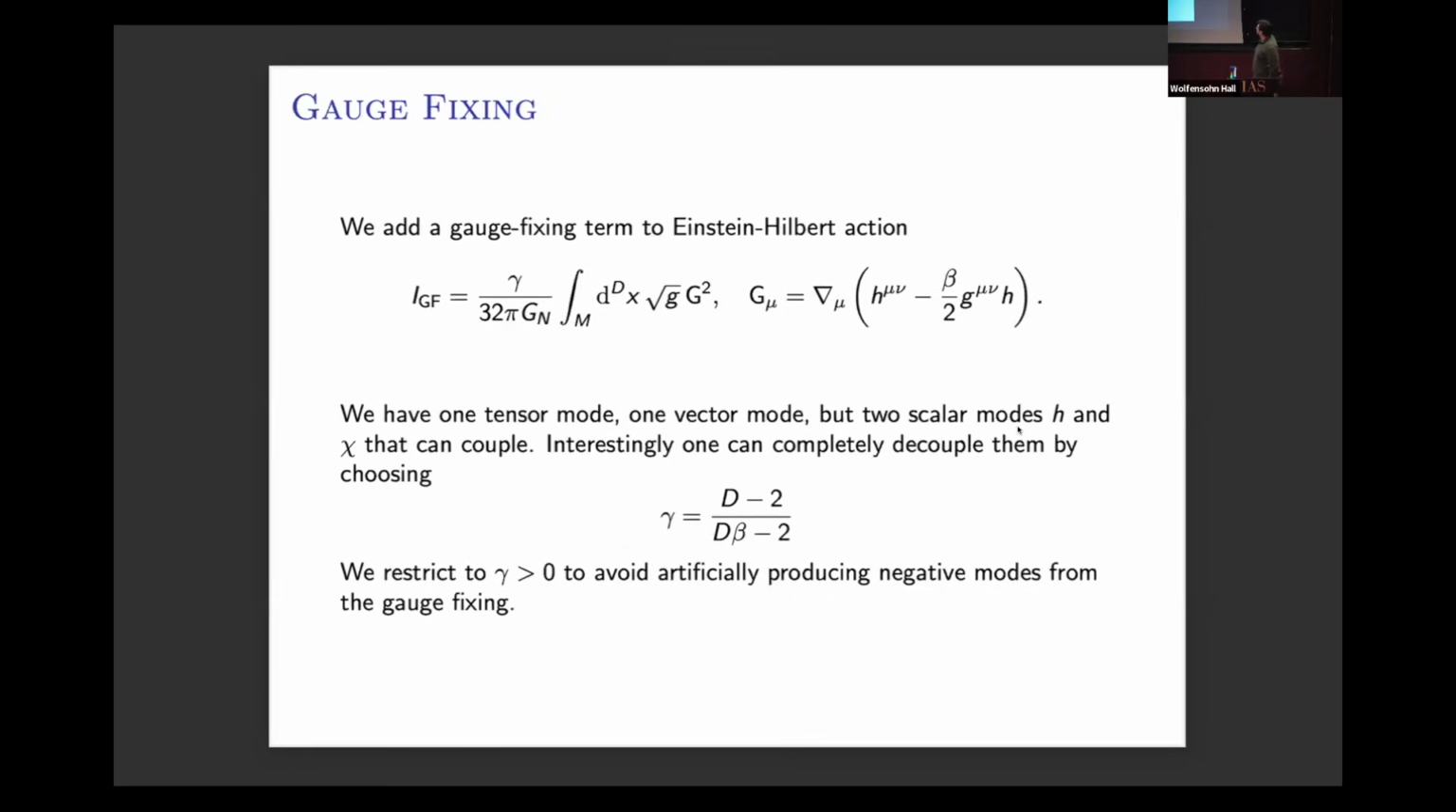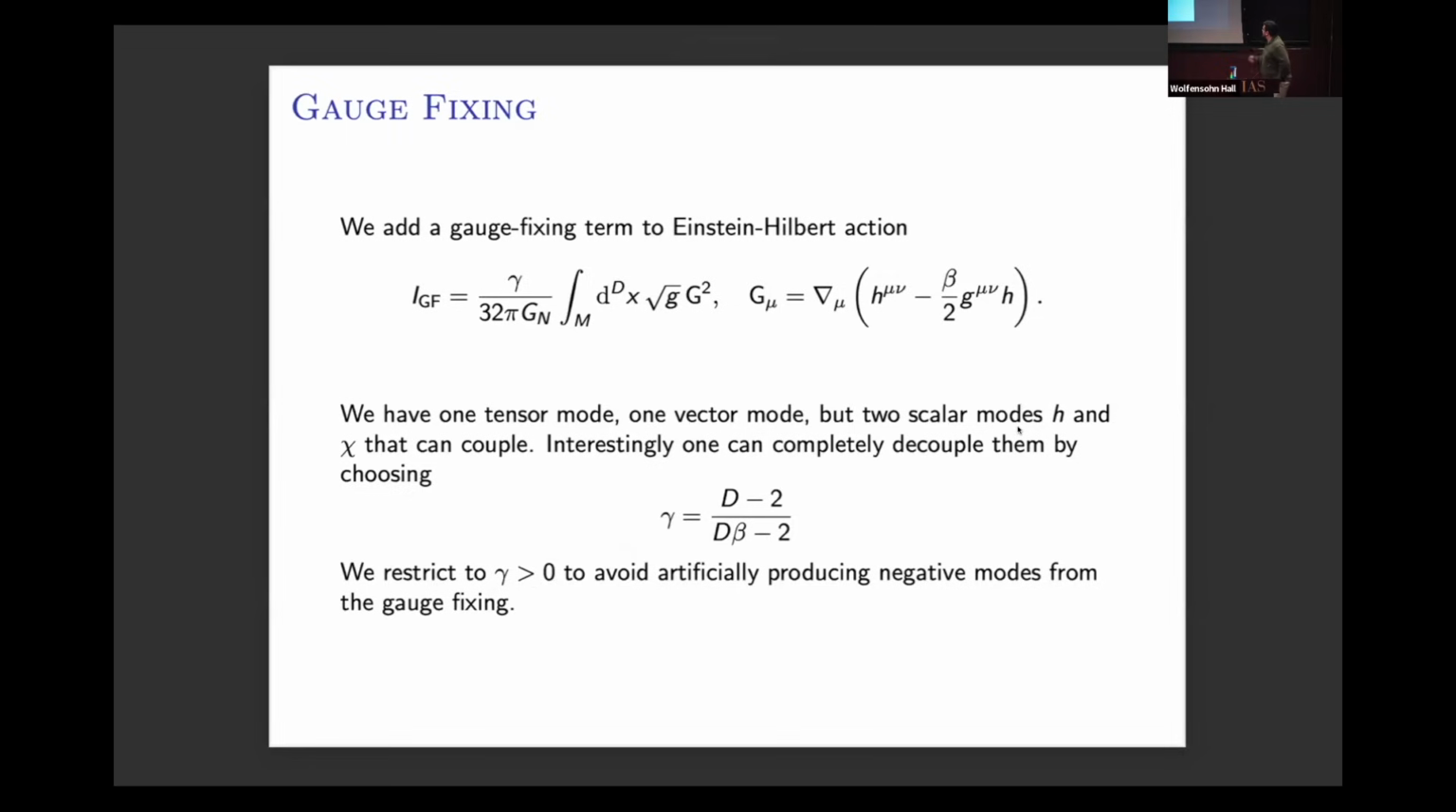Then we need to add the gauge fixing. So this is the gauge fixing term that will impose our transverse gauge. The tensor mode and the vector modes are decoupled from each other, but we have two scalar modes, H and chi, so they can couple to each other. But one can see that if this coefficient of the gauge fixing term is tuned to this beta that appeared in the gauge fixing condition, then the coupling between H and chi can be removed, and then the two scalar fields are decoupled from each other.